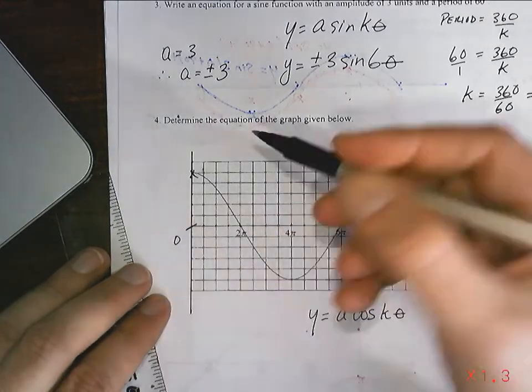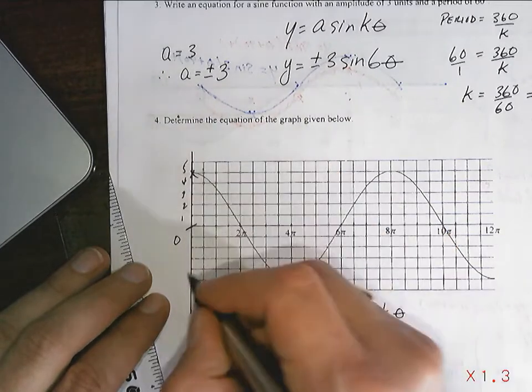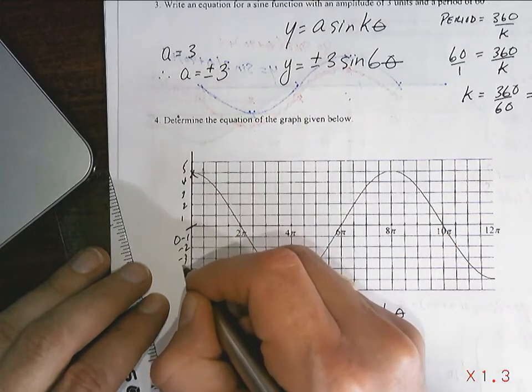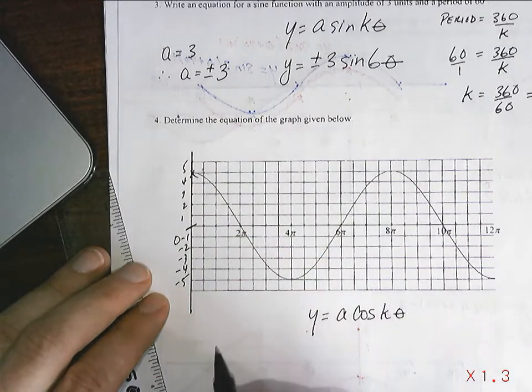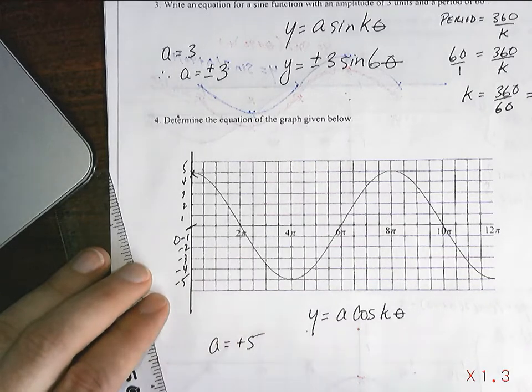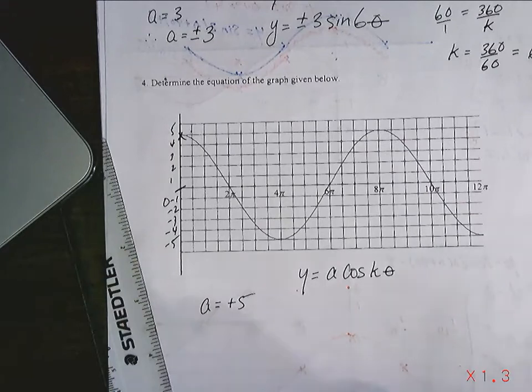The A value looks to be, well, let's do 1, 2, 3, 4, 5. Negative 1, negative 2, negative 3, negative 4, negative 5. So it looks like A is going to be 5. And in this case, I know that it's positive 5. How do I know that? Because there's no reflection. It hasn't been reflected.